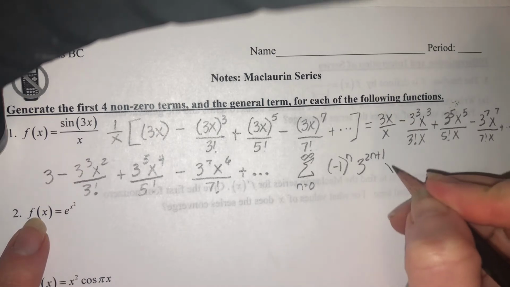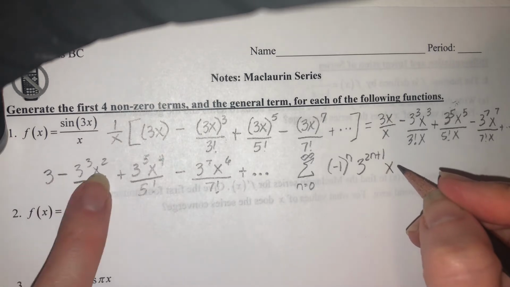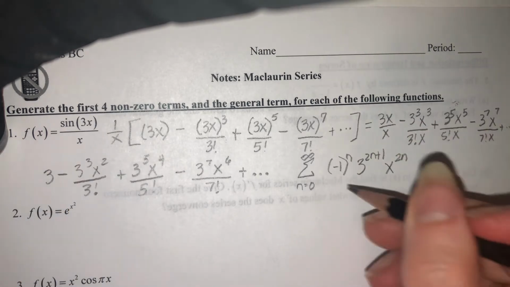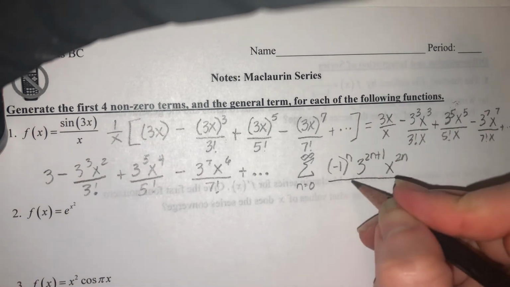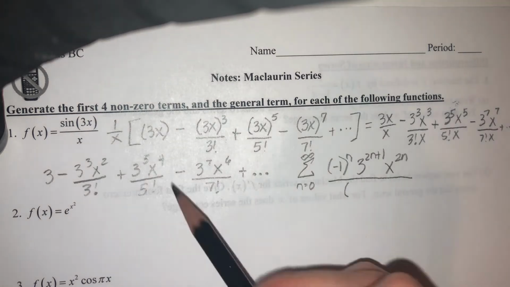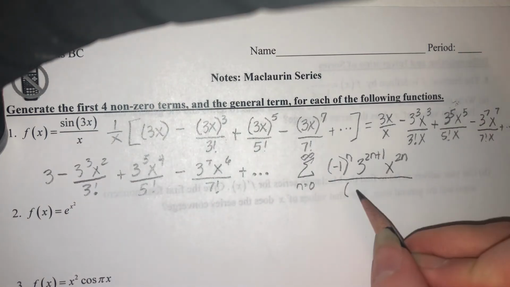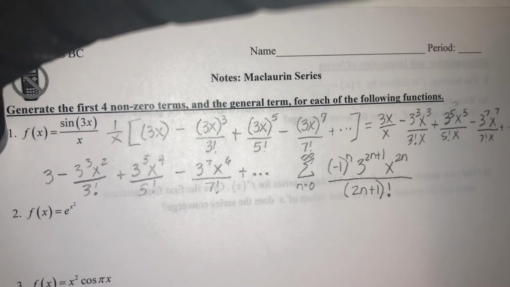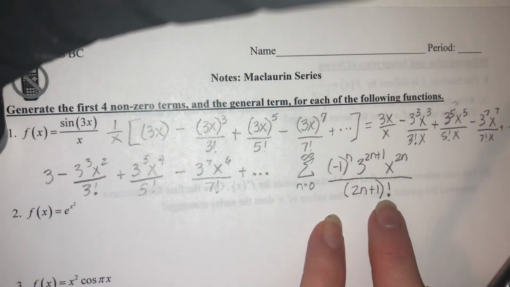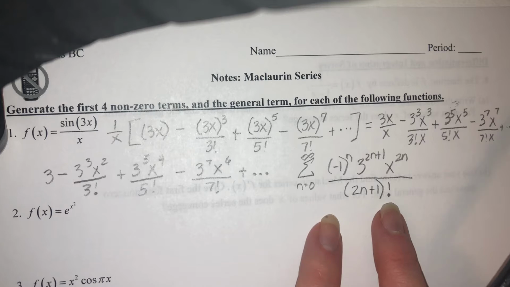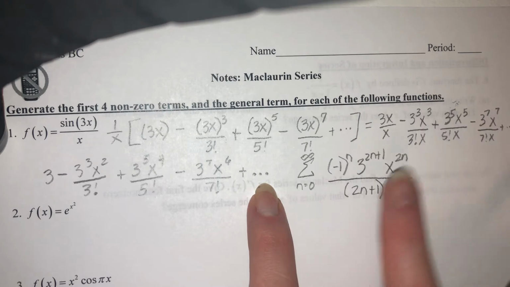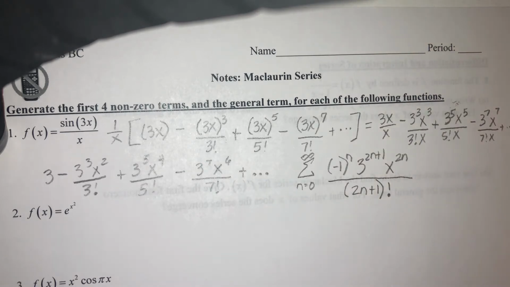And then times x to the, it would just be even numbers, so starting with 0, that'd be to the 2n. And then we'll divide all of that by the same thing as the power on the 3, which is 2n plus 1 in parentheses factorial. So there's our general term that's written in sigma notation. It would also be okay to list the first 4 terms plus dot dot dot plus this general term plus dot dot dot again. Okay, so that first one is done.